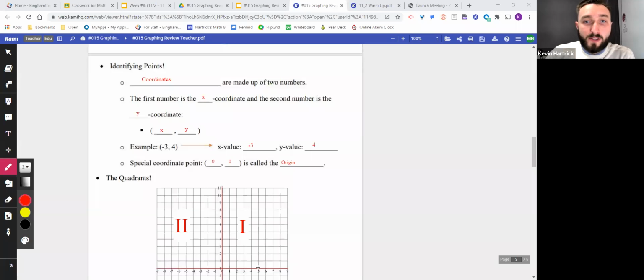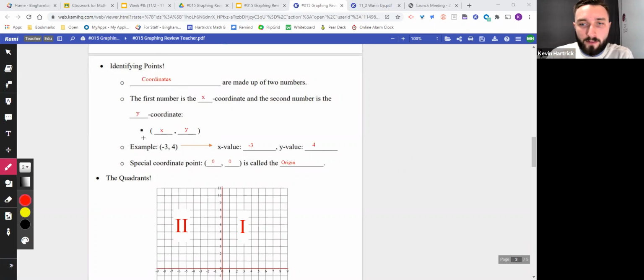Okay, guys, so once again, you're following along with me, filling in your note sheet with the fill in the blanks that I have filled in this video. So we're going to identify points. Coordinates are made up of two numbers. The first number is the x coordinate, and the second number is the y coordinate.